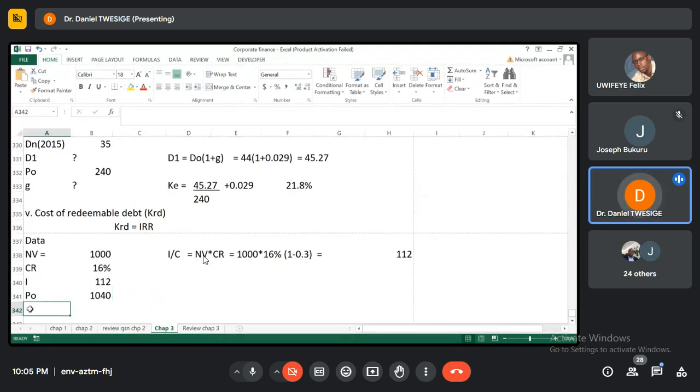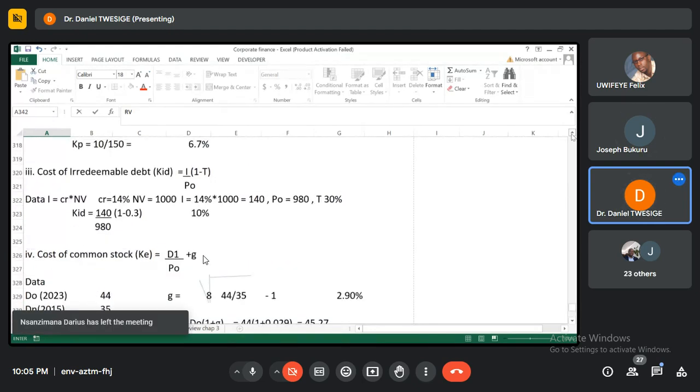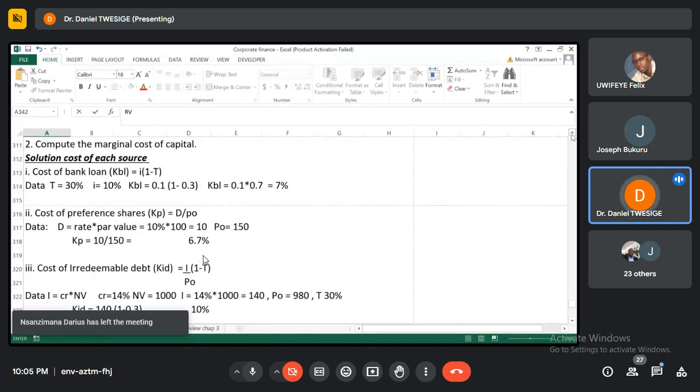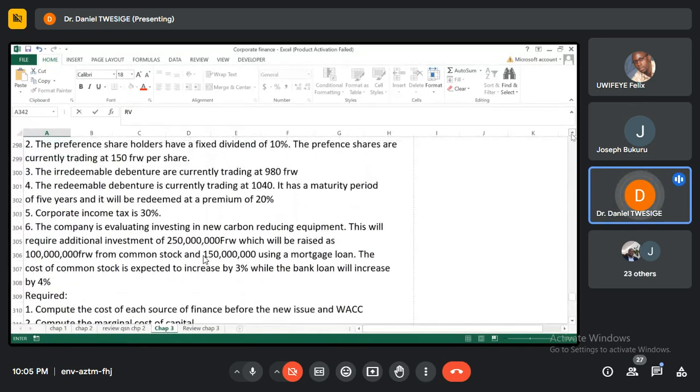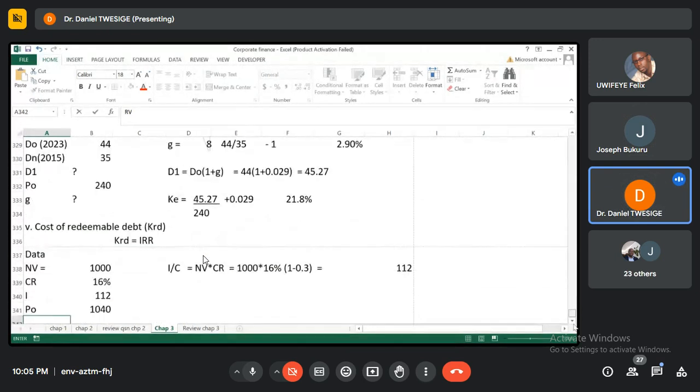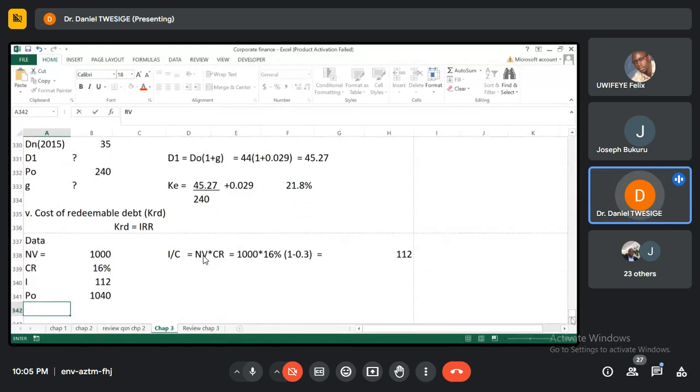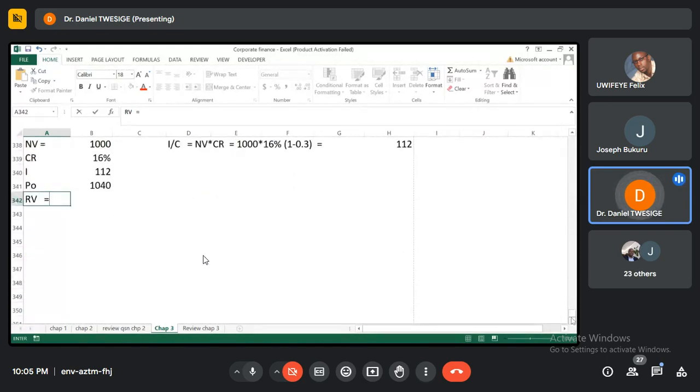I have that data. I need a redeemable value. And they have already told us, in information number 4, that the debt is going to be redeemed after 5 years at a premium of 20%. So it means the debt is going to be redeemed at a premium.